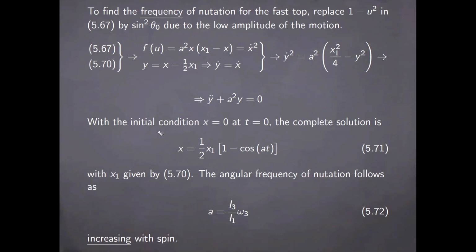So with the initial condition that the nutation has 0 amplitude at the initial moment, the complete solution for the nutation problem is the one given here, with the coefficient x1 given by equation 570. And then the angular frequency of nutation follows as the result here, so it's the ratio of the moments of inertia times the omega free component of the angular velocity, and we see that the angular frequency of nutation in fact increases with spin.